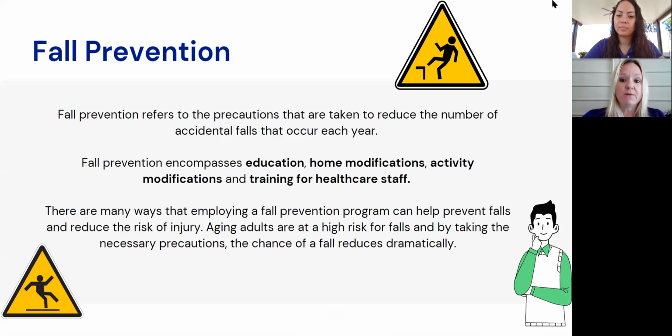Aging adults are at a high risk of falls, and by taking the necessary precautions, the chances of a fall reduce dramatically. So prevention is very important to make sure that the client, as well as the healthcare staff and family members, understand that we can reduce these numbers of falls. Oftentimes, it's minor things in the client's life that will cause them to fall. So taking the necessary precautions enables the client to lead a healthier and safer life.